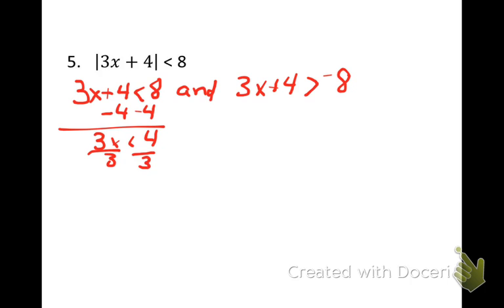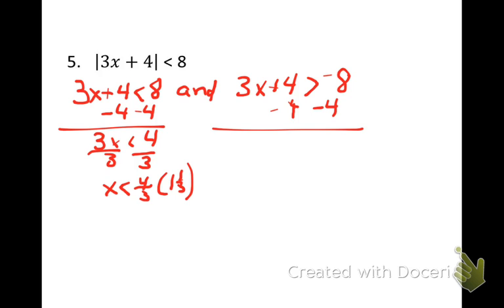Divide by 3. You get x is less than 4/3, which you can think of as 1 1/3 when we go to graph it here probably in a minute. Here we subtract 4 from each side. Negative 8 minus 4 would give us negative 12. Divide by 3, and we get x is greater than negative 4.